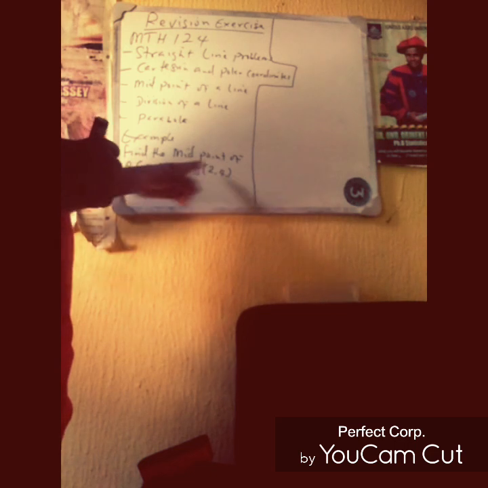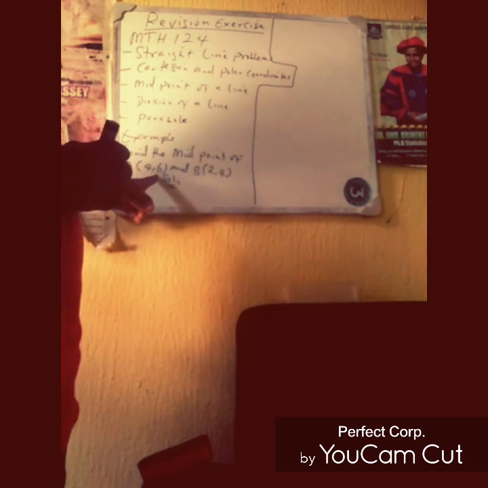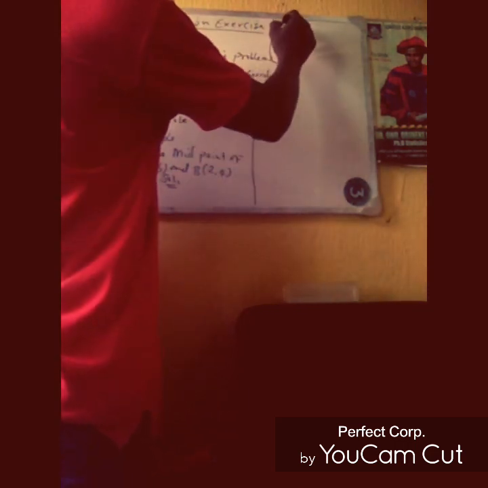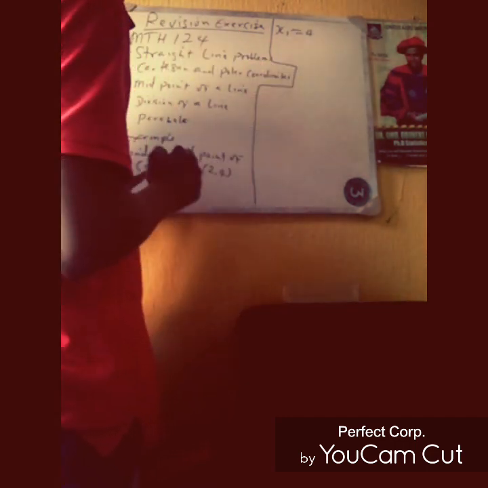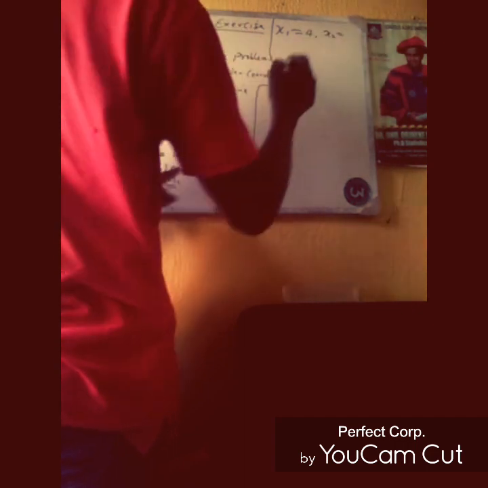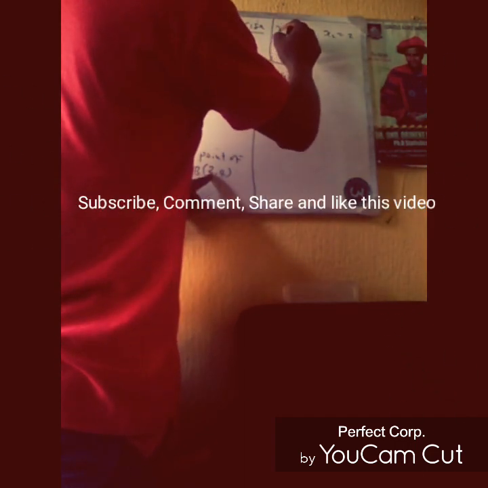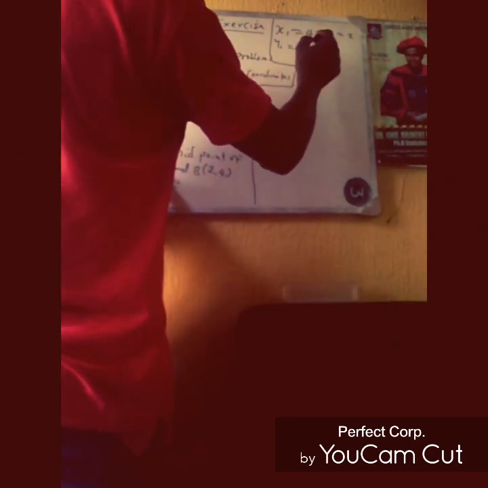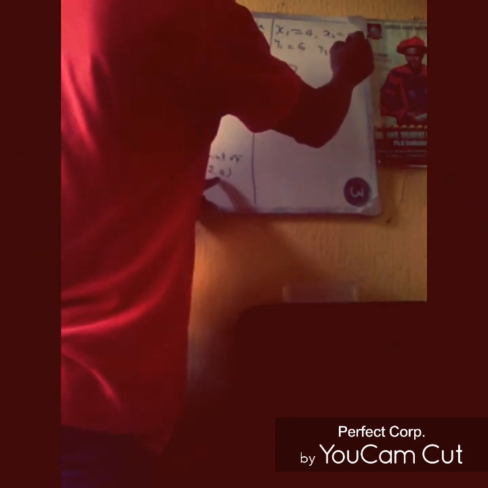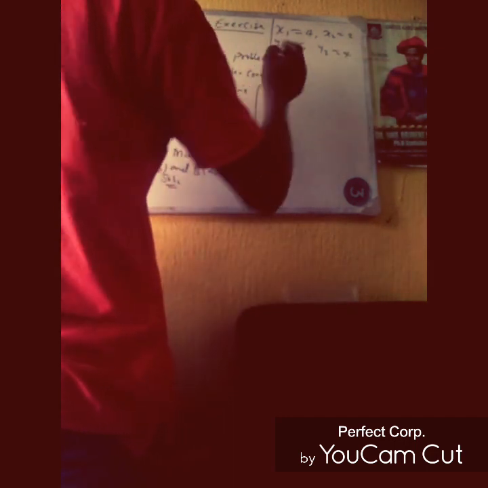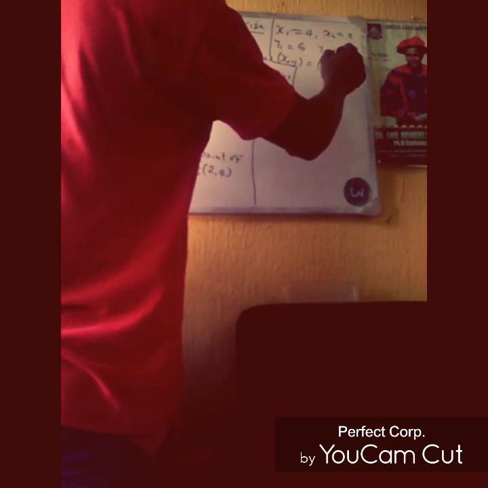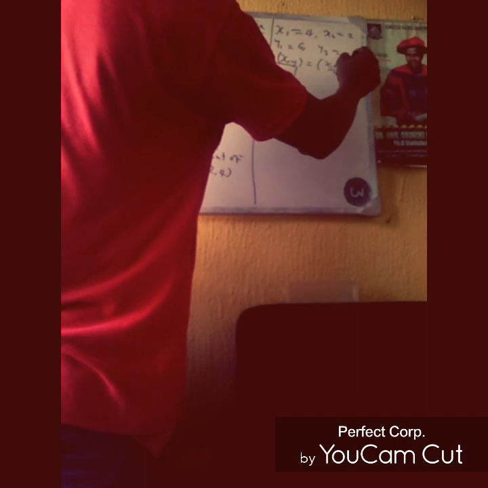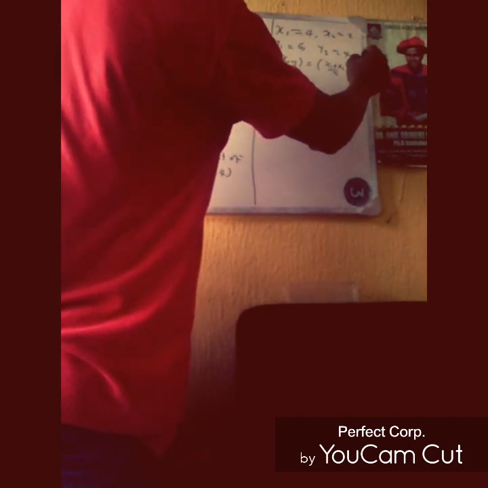Find the midpoint of point A (4, 6) and point B (2, 4). Solution. In this kind of problem, you have x1 equals 4, x2 equals 2, y1 equals 6, and y2 equals 4. Now the midpoint (x, y) will be equal to (x1 plus x2) all over 2, and (y1 plus y2) all over 2.